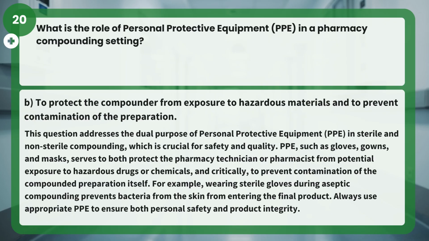Answer: B. To protect the compounder from exposure to hazardous materials and to prevent contamination of the preparation. This question addresses the dual purpose of personal protective equipment, PPE, in sterile and non-sterile compounding, which is crucial for safety and quality. PPE, such as gloves, gowns, and masks, serves to both protect the pharmacy technician or pharmacist from potential exposure to hazardous drugs or chemicals, and critically, to prevent contamination of the compounded preparation itself.